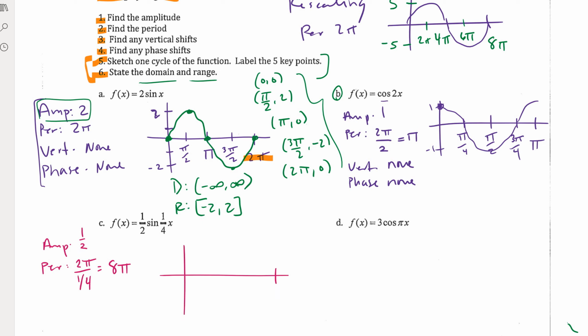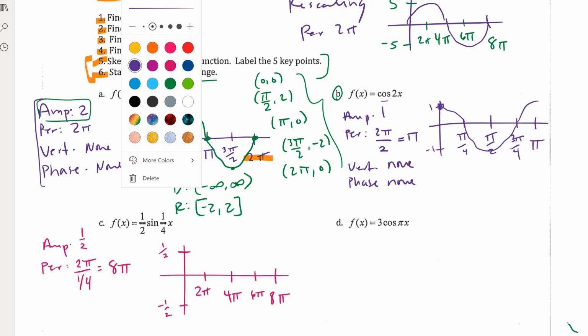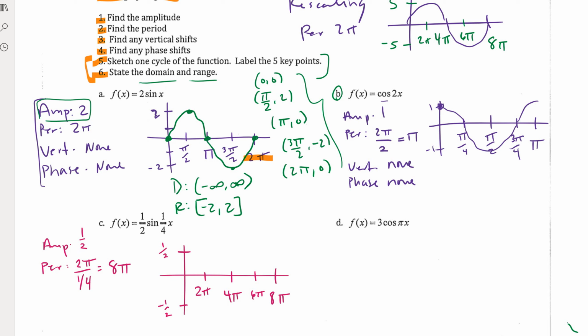Okay, so here goes. Period, 8 pi, half of that, 4 pi, half of that, 2 pi, half of the other one, 6 pi. And then all we need to do is mark our amplitude at 1/2 and -1/2. So now we graph. It's a sine function, so we start and come back down, go down, come back up.